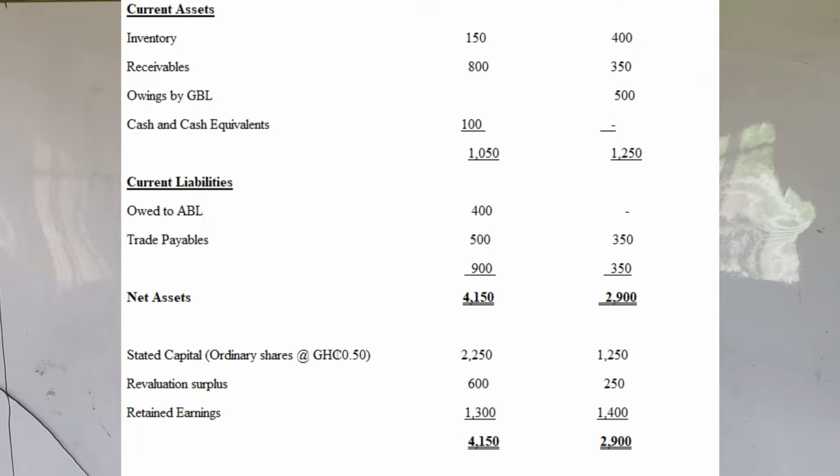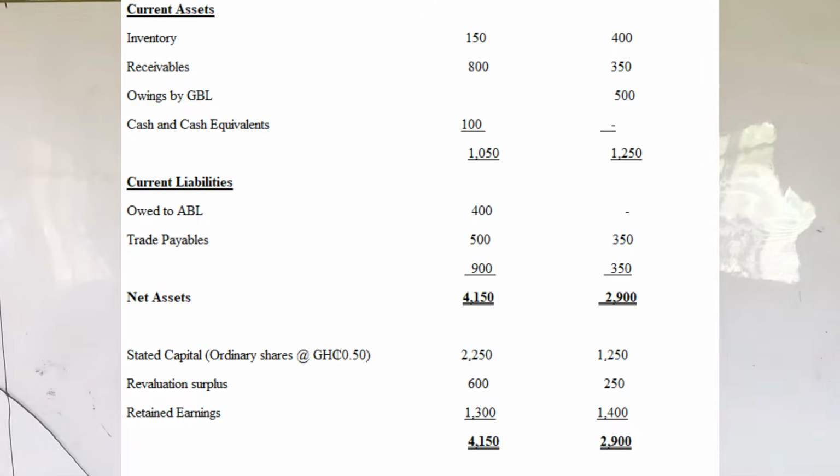Then we come to equity. We have stated capital, ordinary shares at 50 pesewas, that is 0.5 Ghana cedis each: 2,250 for GBL, 1,250 for ABL. And then we have the revaluation surplus to be 600 for GBL, 250 for ABL. And then finally, the retained earnings of GBL, 1,300. And that of ABL is 1,400. Still bearing in mind that we have 3 zeros up. So that is 1.4 million.